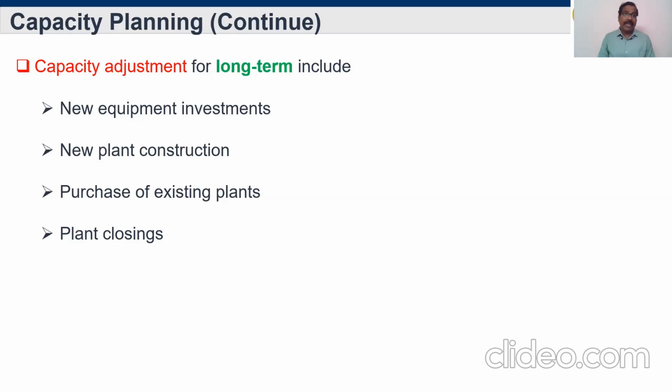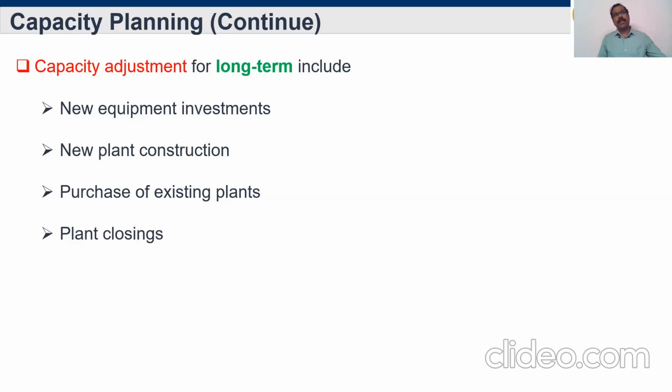And also new plant construction. We decided, okay, in future we are going to extend. The market is very good. Our product is going well in the market, and we are going to supply the product to some other countries also. In the sense, we need some place. We already have one plant, so why not extend with one more plant? That is also an option. And purchase of existing plants.